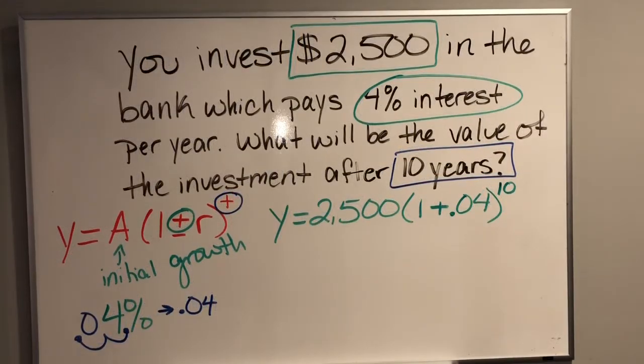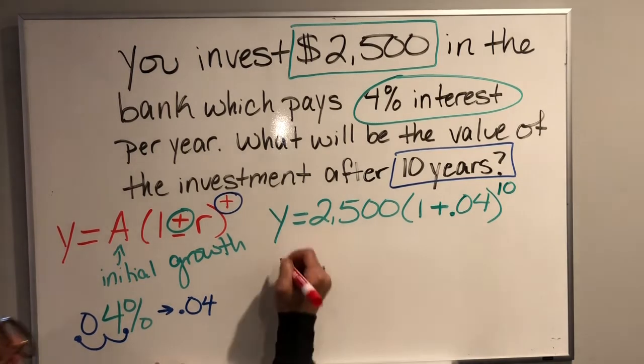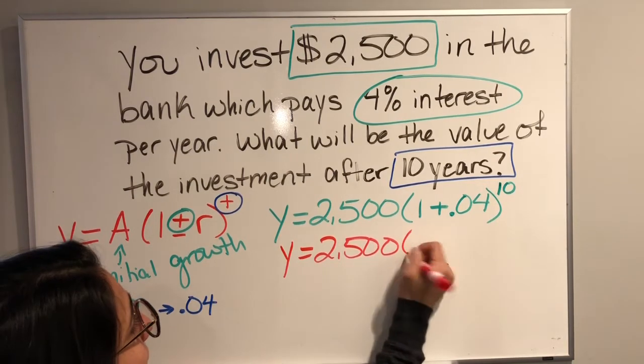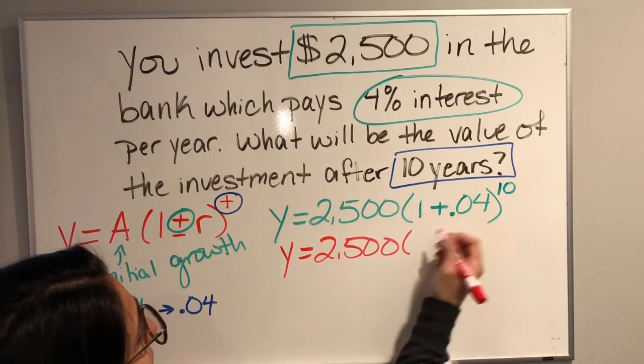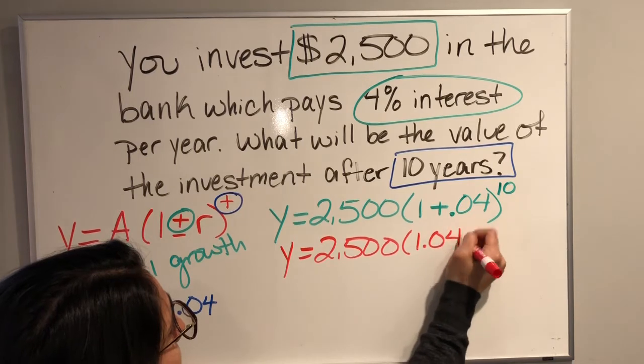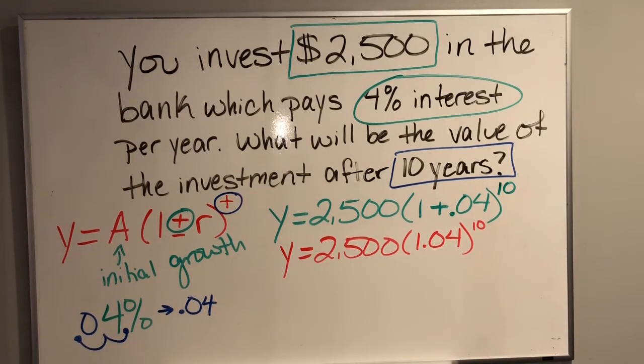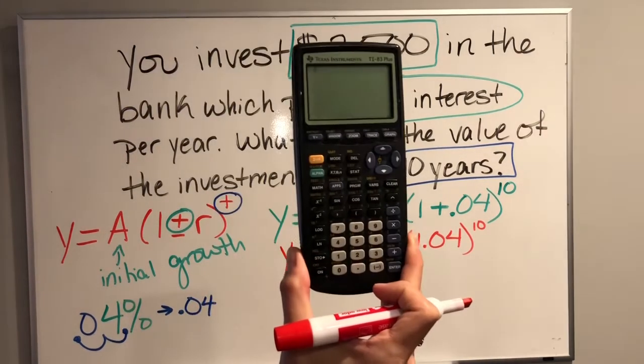Okay, so now that I have my function all set up, we are going to start by simplifying a little bit. We are going to write Y equals 2,500 times, now 1 plus 0.04 is just 1.04, and I have an exponent of 10. This is now going to be easiest using a calculator.